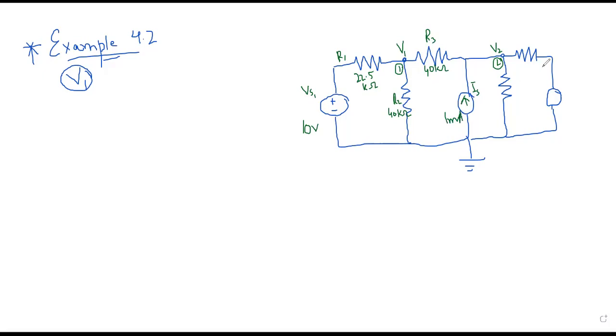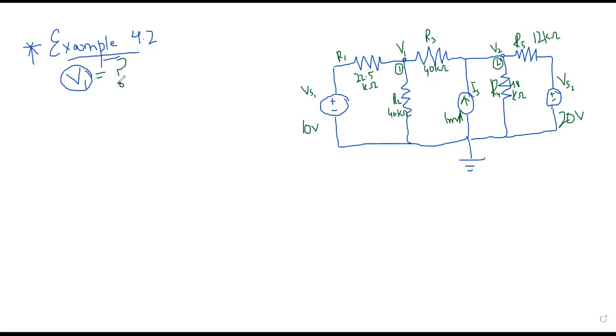This is my R4. R4 is 48 kilo ohm. This is my R5, which is 12 kilo ohm. This is basically my voltage source VS2. This voltage source is 20 watt. Now I have to find the value of V1. So how to find the value of V1 from this circuit?